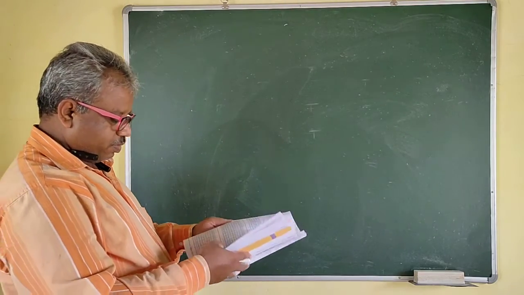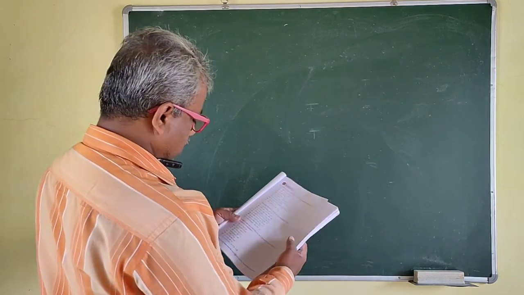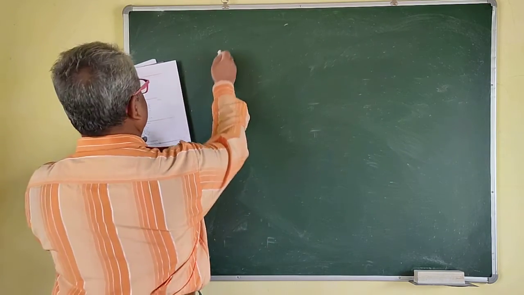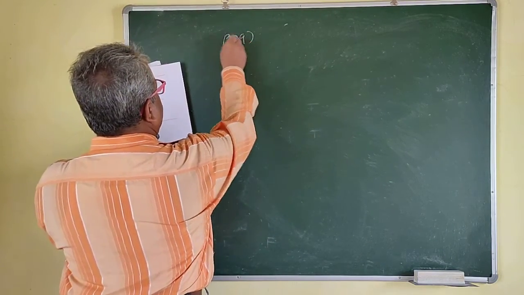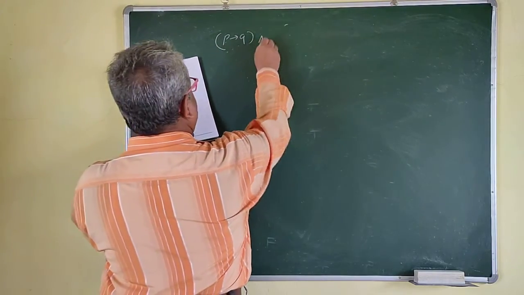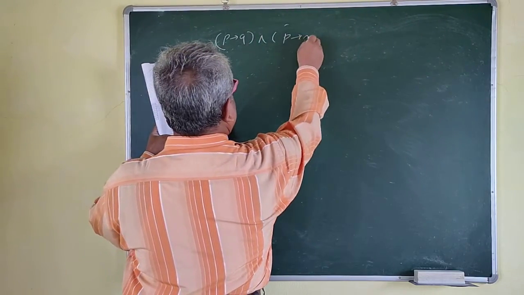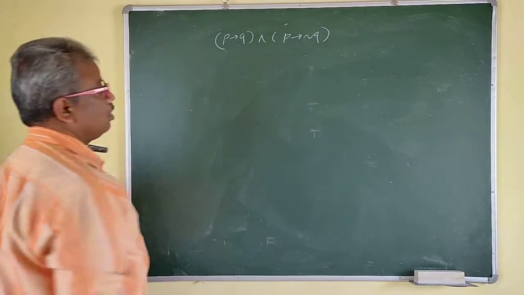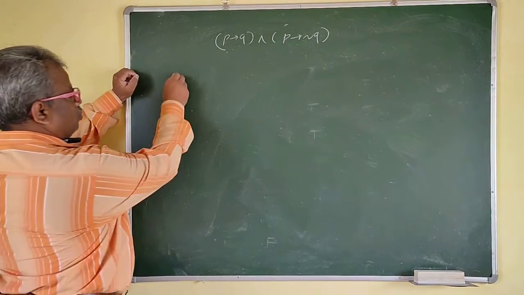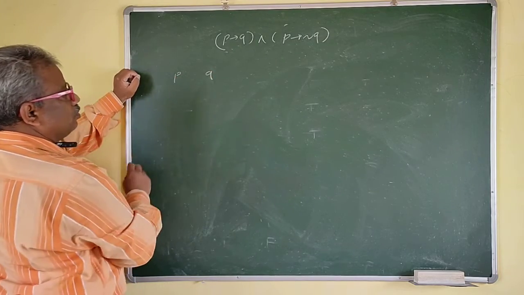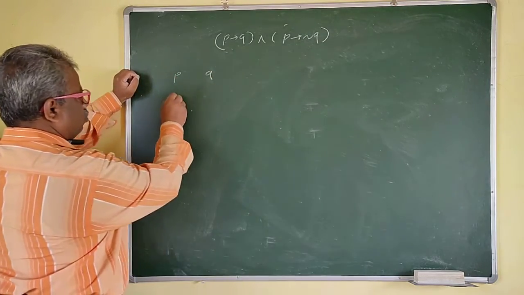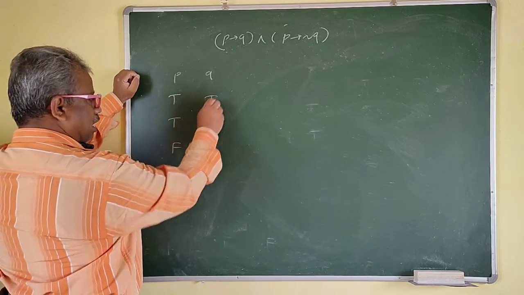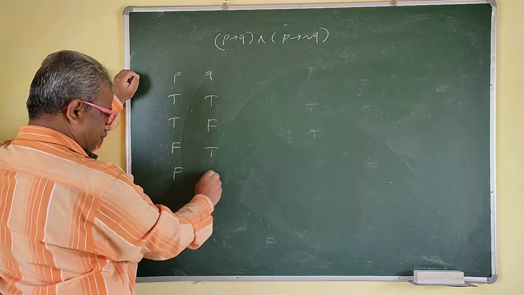Now we'll take one more problem from the exercise. So we'll take this problem: (P → Q) ∧ (P → ~Q). Again, do this: P, Q. So this is 2T, 2F, T F T F.